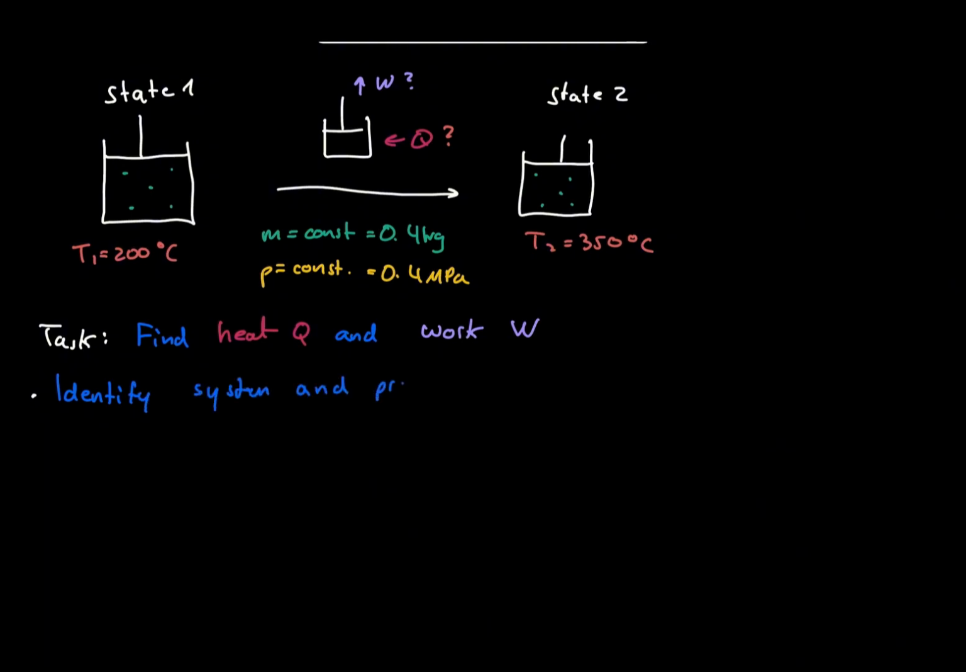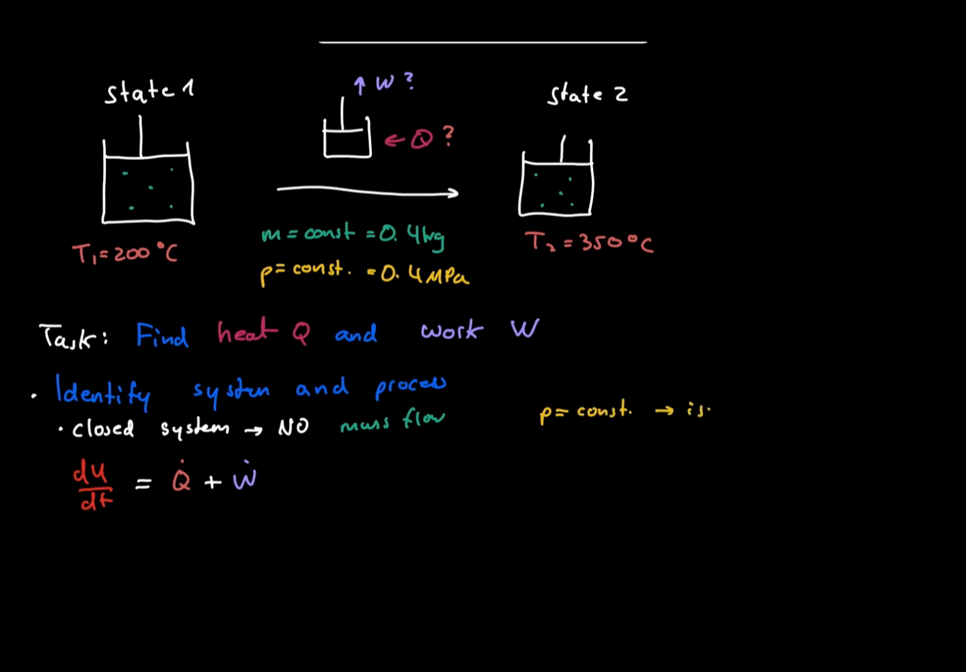First, we identify the system. This is a closed system, so no mass enters or leaves. Next, we identify the process. The pressure is constant, so this is an isobaric process.